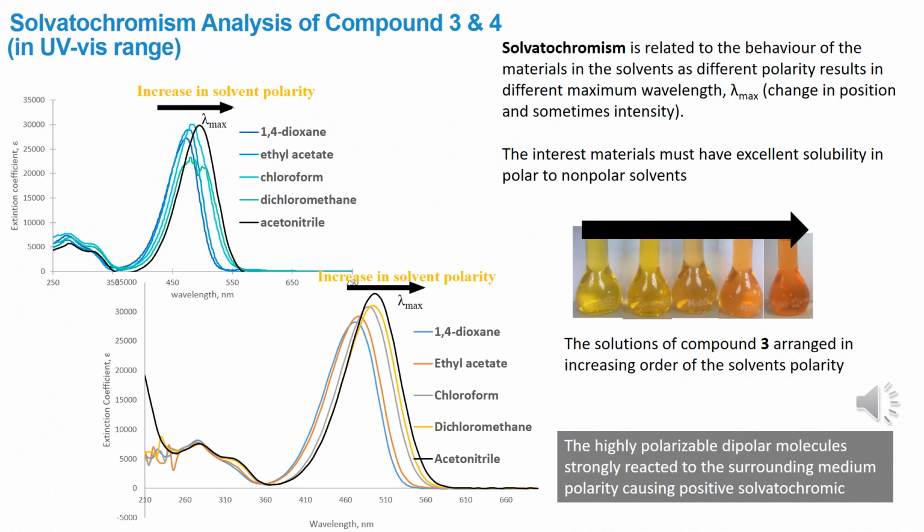Now the solvatochromism studies, which were done via their absorbance in the UV-vis range. As shown before, compounds 3 and 4 have the most redshifted lambda max, both at 495 nanometer in acetonitrile. Both were dissolved in 5 different organic solvents based on their polarity index, from nonpolar to polar solvents. We can see from the graph and also from the color of the solutions that both are positively solvatochromic molecules. What caused this positive solvatochromic effect? It is because these compounds are highly polarizable dipolar molecules which react strongly to the surrounding medium polarity.